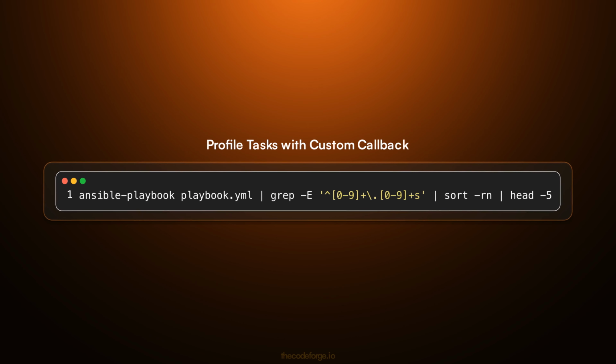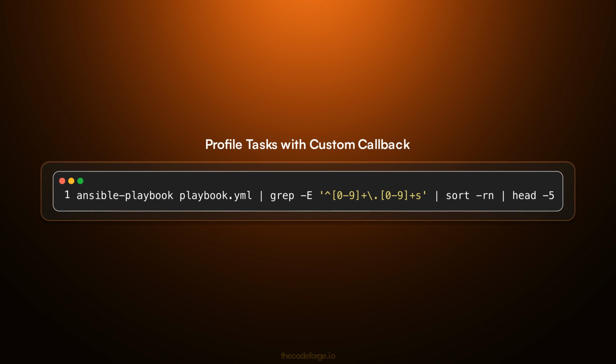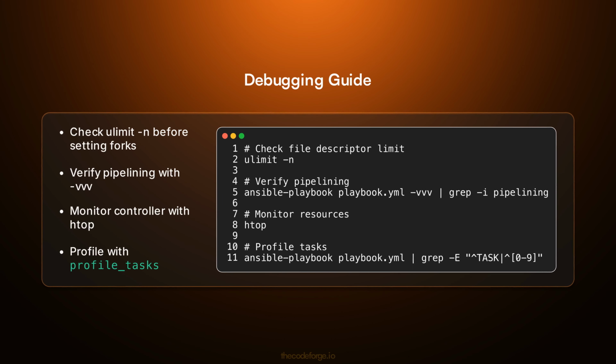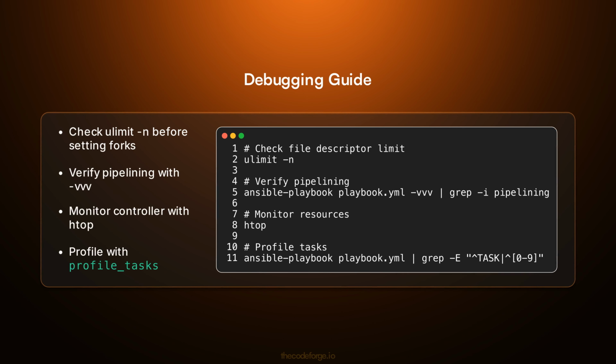The article shows profile_tasks, but doesn't demonstrate how to parse its output programmatically. Here's a simple shell command to extract the top 5 slowest tasks from the profile output. Use these commands to diagnose performance issues. Check ulimit, verify pipelining is enabled, monitor controller resources, and profile tasks to find bottlenecks.